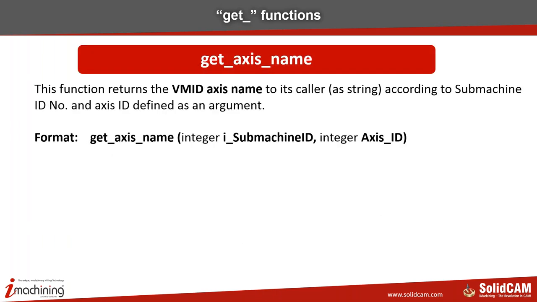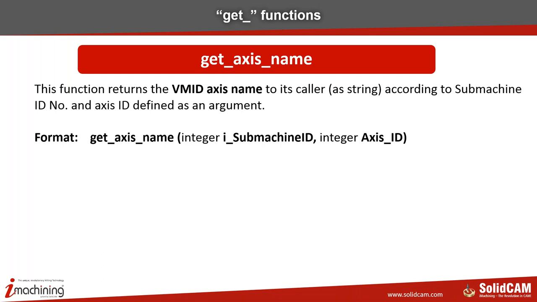Get axis name. This was a very frequent request for many, many years. During post processor creation, especially when you are doing a template, like for the 5-axis millings, you actually want to know around which axis you are rotating. Not only the letter of the axis, but also the vectors. So the next get function is also get axis vector.